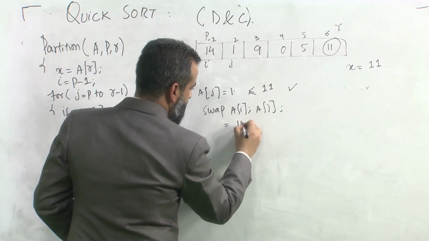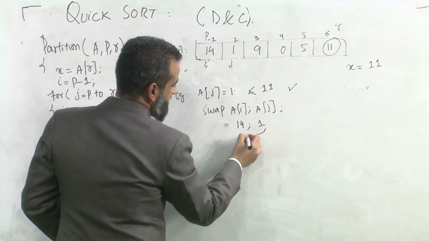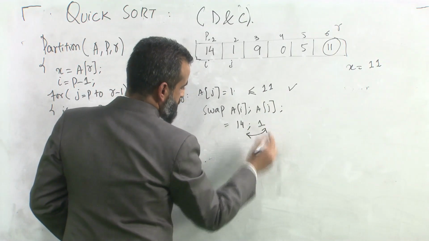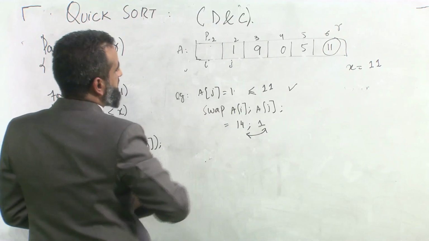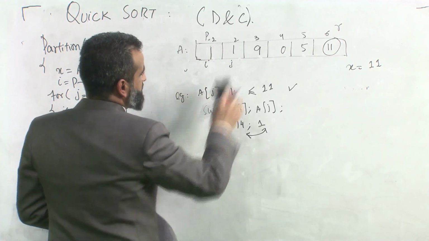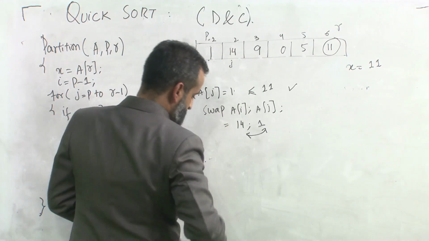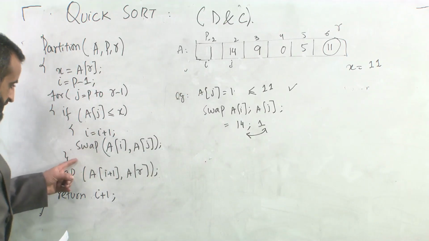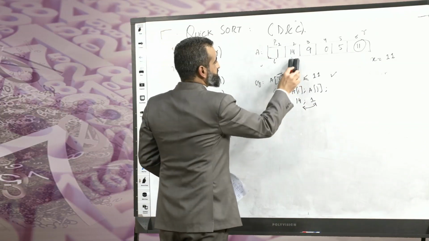Here, I is pointing towards 14, and A of J is pointing towards 1. So I'll make the next necessary exchange. What I'm going to do over here is change the position of these two elements, and we're done. We'll increment the loop. J now points to the next element.